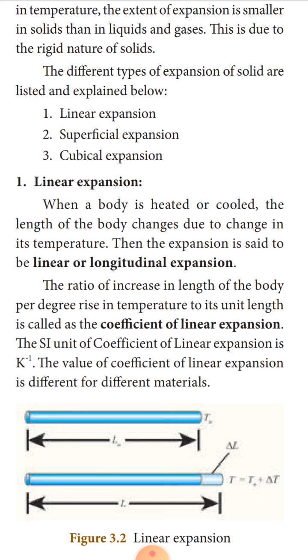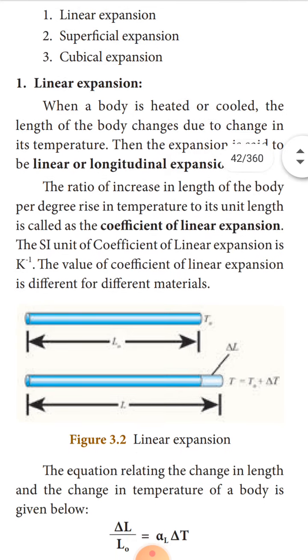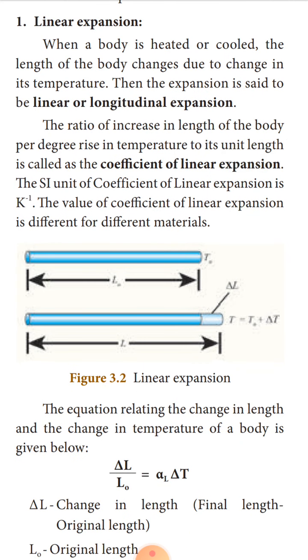What is the coefficient of linear expansion? The ratio of increase in length of the body per degree rise in temperature to its unit length is called the coefficient of linear expansion. The SI unit of coefficient of linear expansion is K power minus 1. The value of the coefficient of linear expansion is different for different materials, as shown in figure 3.2.